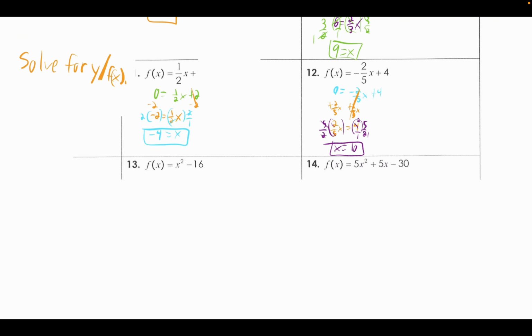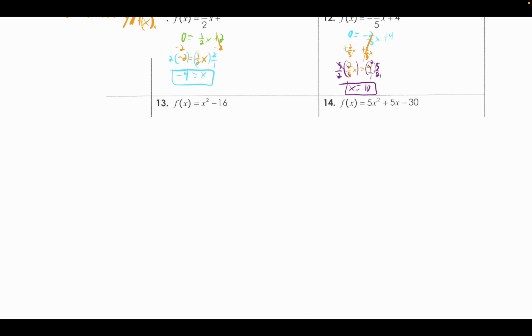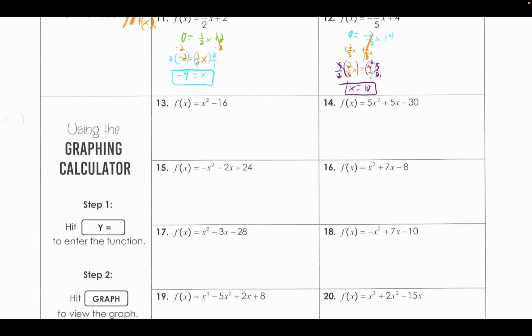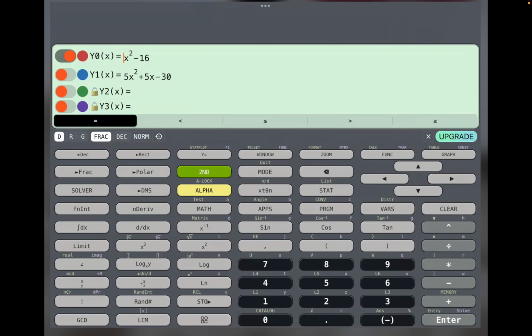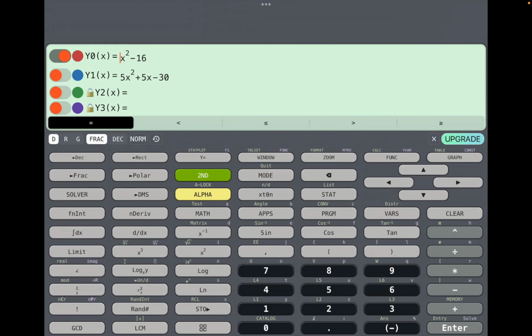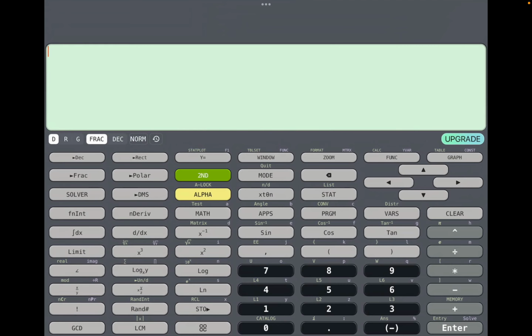Now, we're going to find these next ones graphically, 13 through 22, but you notice we don't have a graph, so we have to type these in a graphing calculator. So we're going to hit y equals to enter the function, and then hit graph to view the graph. So on number 13, when it's f of x equals x squared minus 16, I'm going to go over my handy Calc 84, and if I was at the home screen, main menu, it would look just like this.